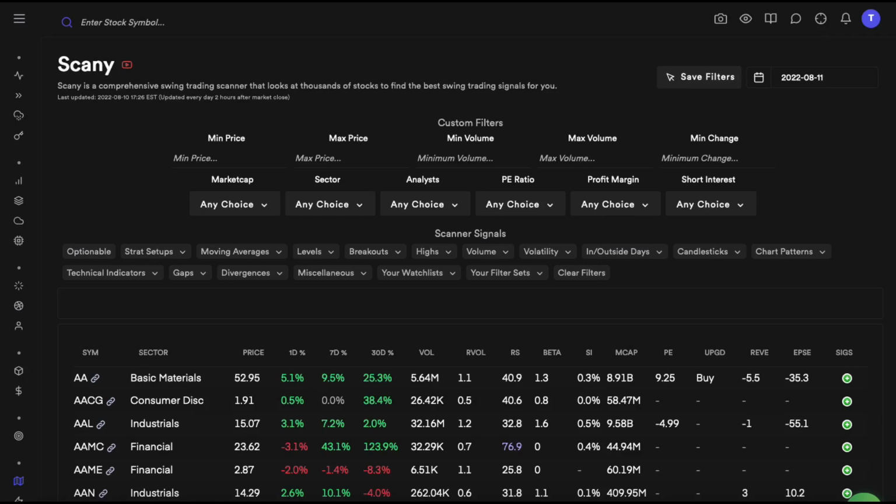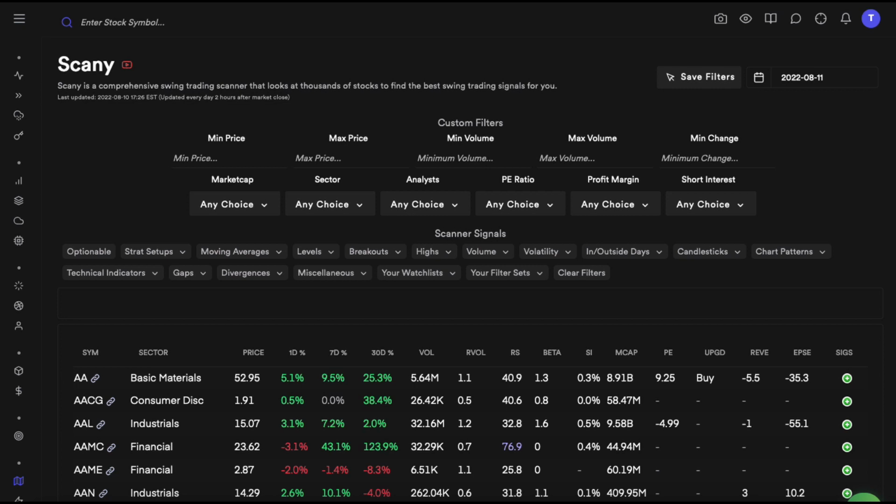Hi everyone, today we are going to talk about Scany, which is our swing trading scanner or even a long-term trading scanner. It's a scanner that updates 2 or 3 hours after the market closes, and it's a daily scanner, not a live scanner, because it helps you find plays for the future, not for day trading. And so it's a very simple tool.